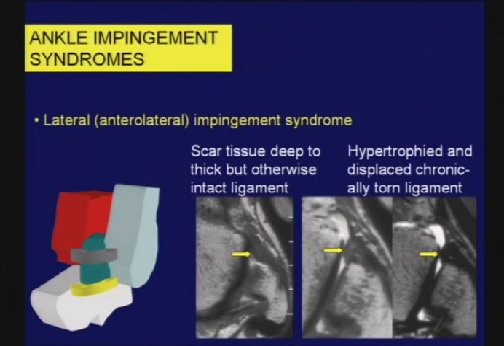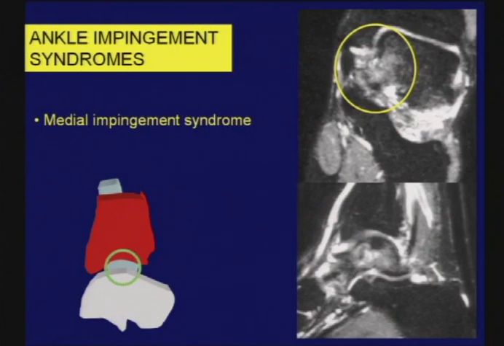Now, I think that's a nice comment, but frankly, I'm looking for anything in the anterolateral gutter, whether it be scar tissue or a thickened and displaced chronically torn ligament. I would think clinically both could produce impingement.